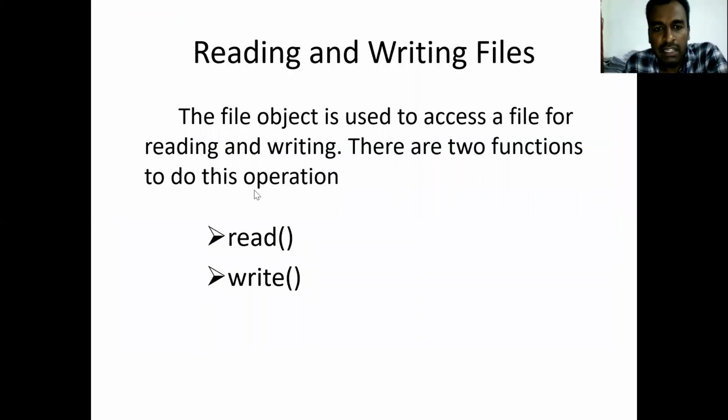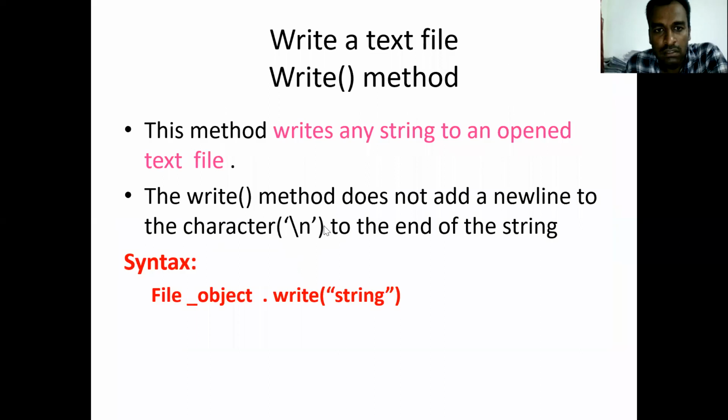Next one, how to read and write in files with the help of read and write methods. These are the file object methods used to access the file for reading and writing. Next one, the write method. This method writes any string to an open text file. While using the write method, we write any content into the particular file. The write method does not add a newline character to the end of the string. The syntax of the write method is file object dot write of string. Just give the string within double quotes and it is written directly into the particular file.